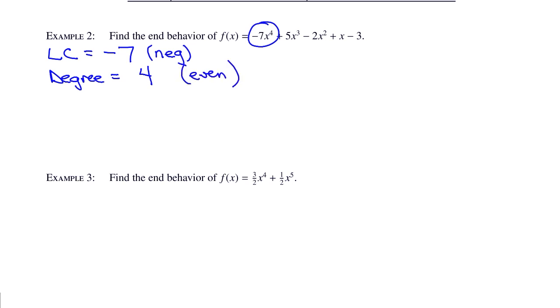We don't care so much that it's 4, but we do care that it is even. So refer back to your chart. What is the end behavior of a polynomial whose leading coefficient is negative and degree is even? It's down on the left and down on the right. So we would say that the end behavior here is down left and down right.